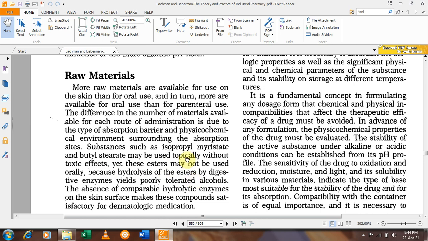The reason it is not recommended for oral use is that hydrolysis of the esters by digestive enzymes yields poorly tolerated alcohol. That is the ultimate product, due to the hydrolysis of ester by digestive enzyme. When taken orally, hydrolysis of these two esters, isopropyl myristate and butyl stearate, results in poorly tolerated alcohol. Due to this reason, it is not recommended for oral use. The absence of comparable hydrolytic enzymes on the skin surface makes these compounds satisfactory for dermatologic medication.